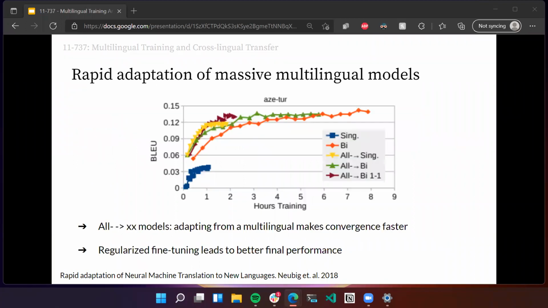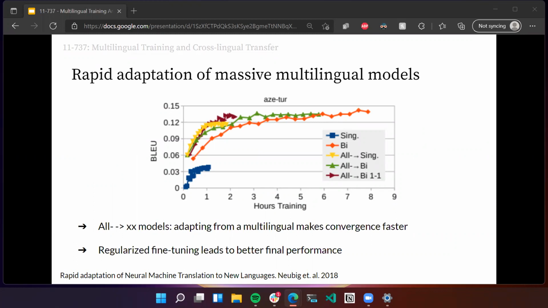And yeah, it seems that this cross-lingual transfer from multilingual models generally outperforms cross-lingual transfer from bilingual models. And importantly, not only with better final performance, but converging much faster. And secondly, it seems that regularized fine-tuning is important to avoid overfitting.